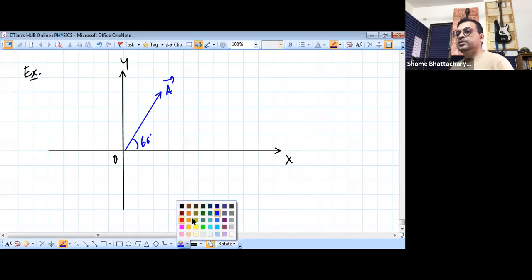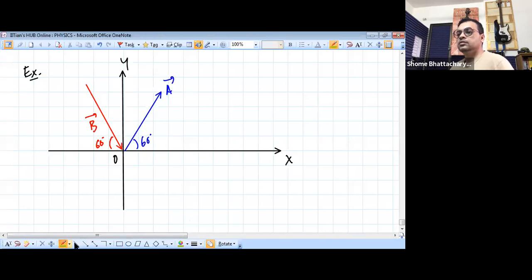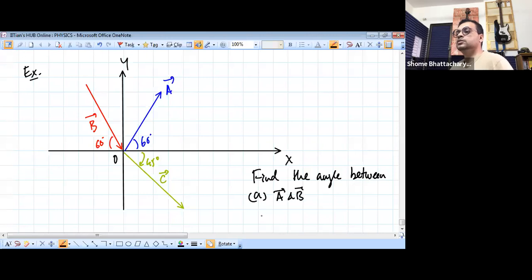Okay. And another vector that I've drawn is like this, this is the vector B, let's say, where this angle is 60 degrees. And another vector that I've drawn is, let us say, this, where this angle is 45 degrees. Okay. Now, no information is given about magnitudes, but here we have to just find the angle between, again, all these pairs. So just start working on this. All three pairs, what is the angle you have to find?